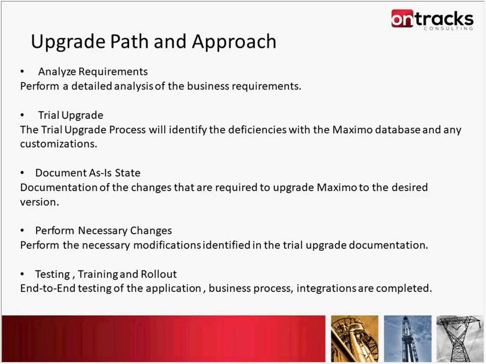Recommend documenting your as-is state. This is really what exactly is in Maximo. And then what are the changes that are required to upgrade Maximo to the desired version? Of course, part of the process is performing the necessary changes. As part of a trial upgrade, there's going to be a significant amount of fixes. Quite often, the integrity checker is going to spit out warnings and errors. The errors should be fixed, of course, and these changes to the database should be documented and then performed on each subsequent upgrade run.